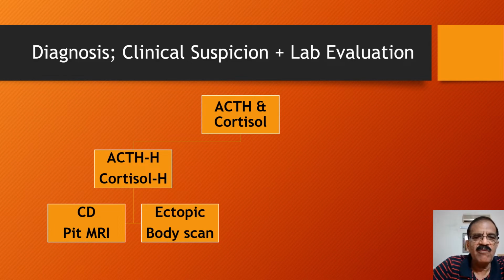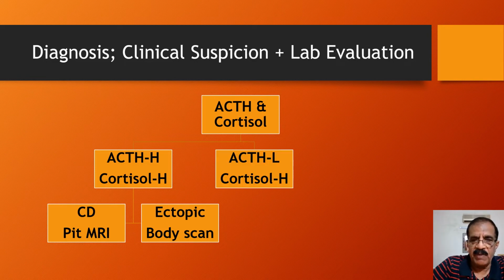You have to image various parts of the body, but the most common site of malignancy responsible for Cushing syndrome is lung cancer. So we would start with X-ray chest, and if X-ray chest is abnormal, we would proceed with CT scan or other imaging test.